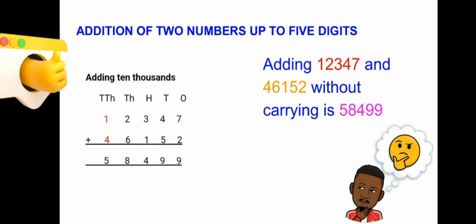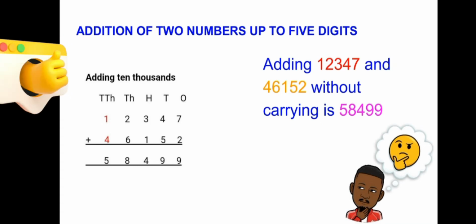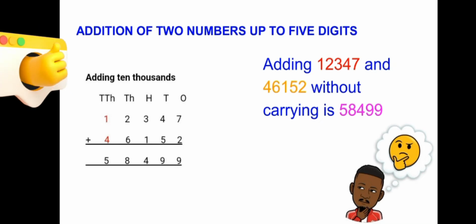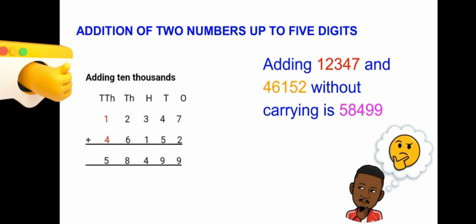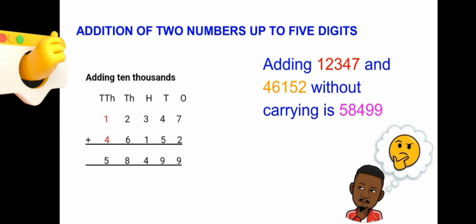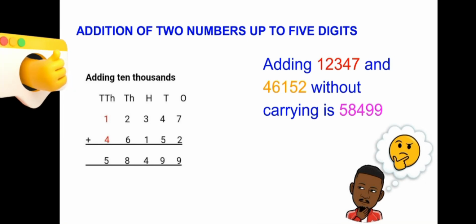The final, which is the last step, is adding the 10,000s. Under the 10,000s, we have 1 and 4. That is 1 plus 4, that is 5. So adding 12,347 and 46,152 without carrying is 58,499.